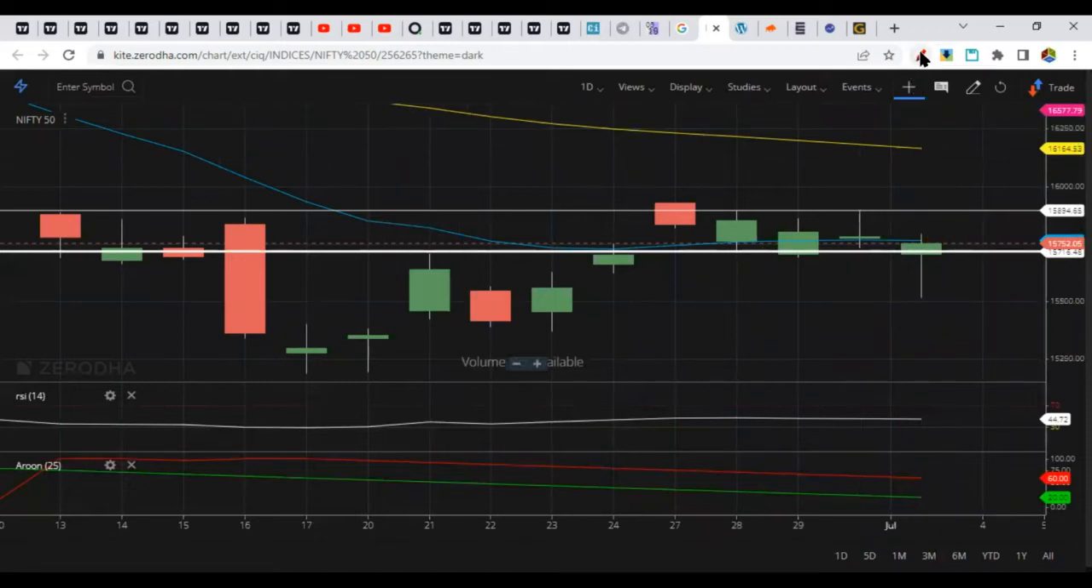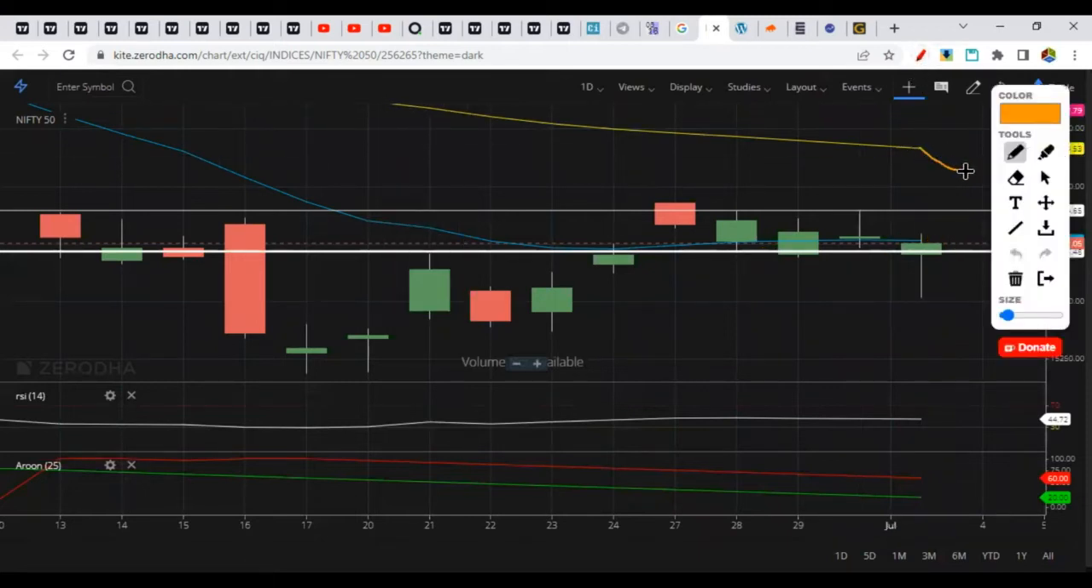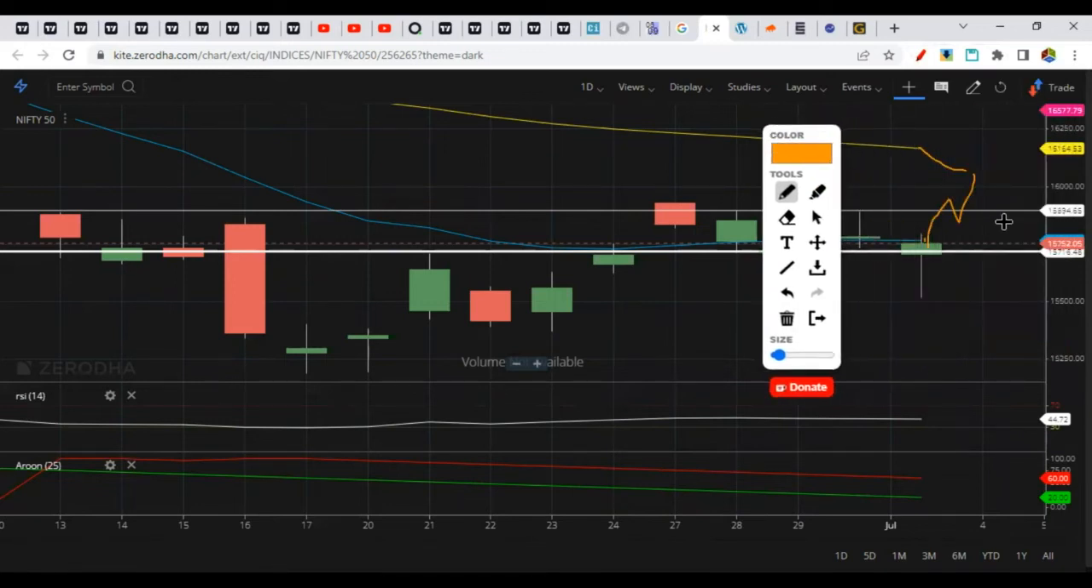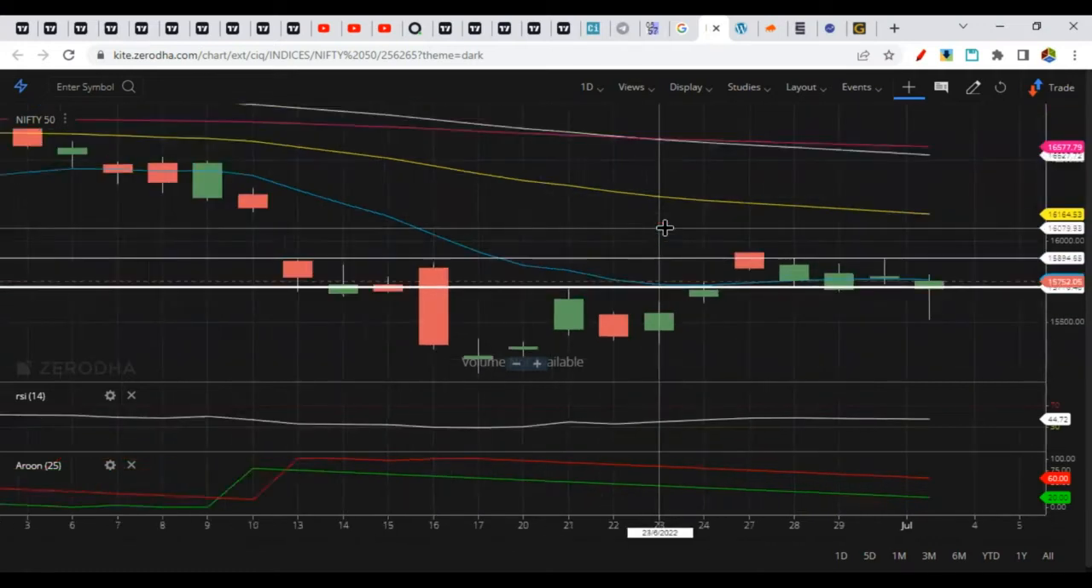So probably it would drop 50 points more until the day passes. Let's say 1 or 2 days we go on the upside, then it would come downside. So 16,070 to 16,100 are the levels we should watch for the next start of the drop.